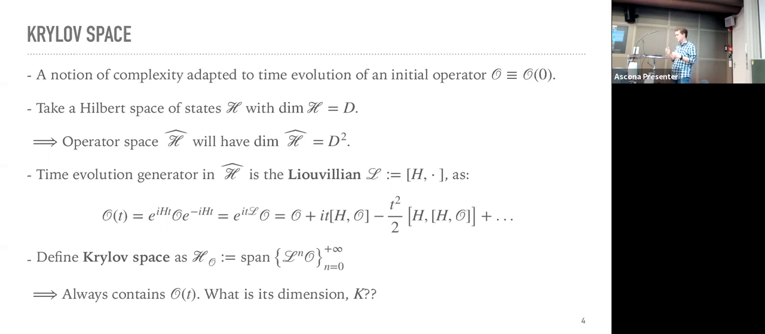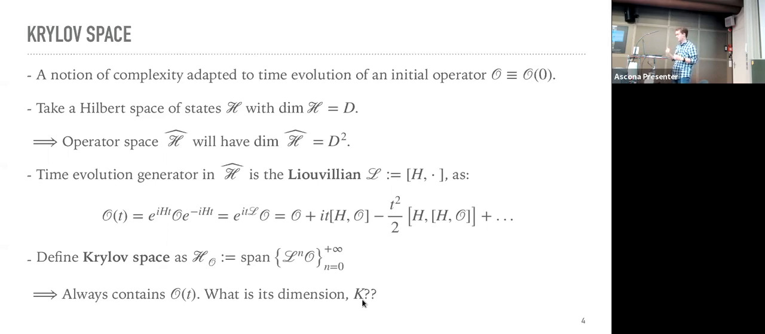This is the minimal subspace of operator space that contains the time evolution of the operator at all times. And it should have finite dimension because it's a subspace of operator space. So the task that we have now is twofold. First, we would like to see some structure of this space. And in particular, we would like to compute its actual dimension that I call K here.